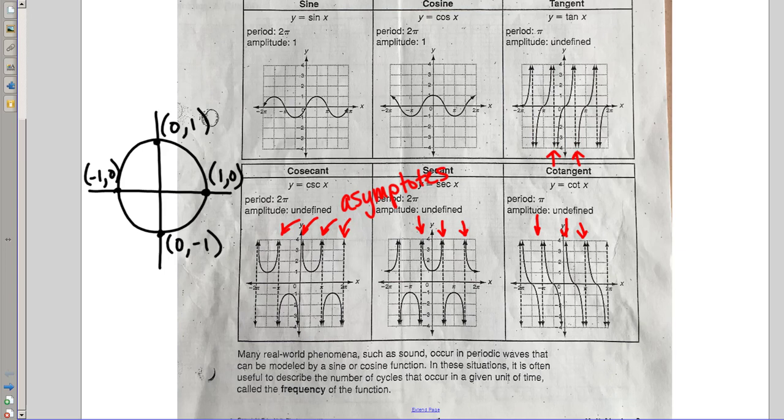Notice the period of cosecant and secant is consistent with the periods for sine and cosine, just like tangent and cotangent have consistent or the same periods.